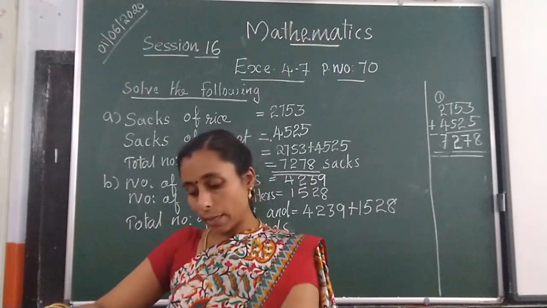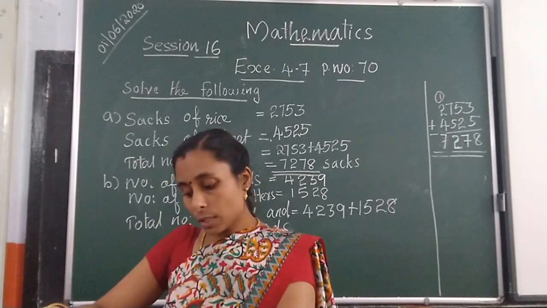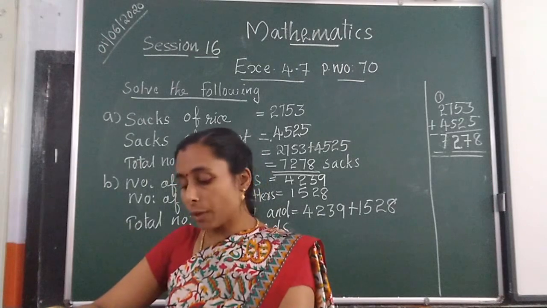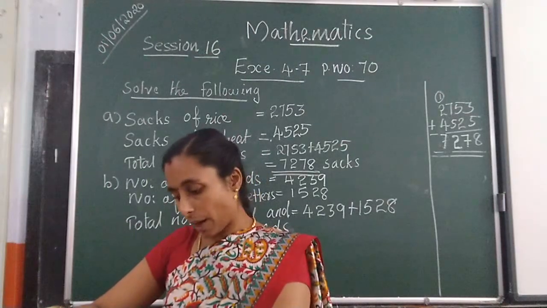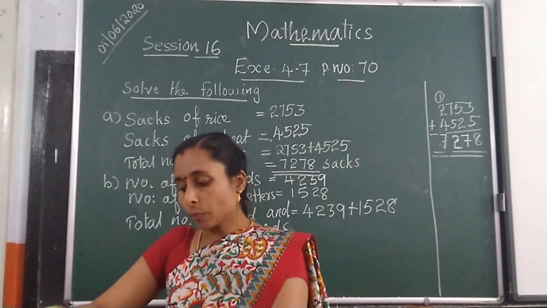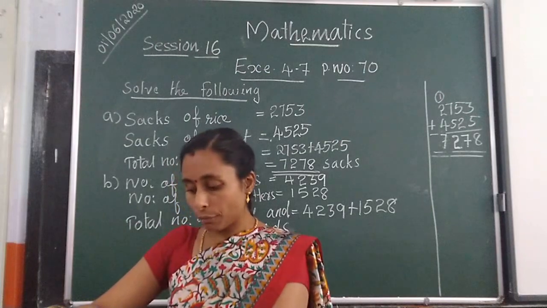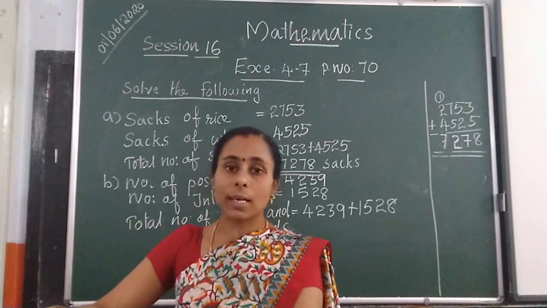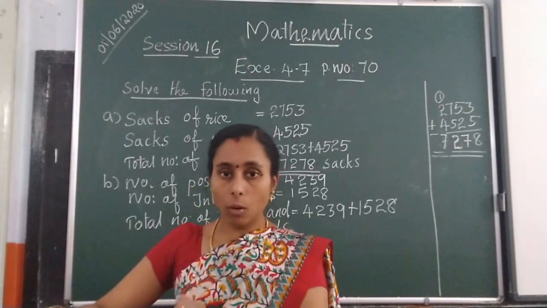I am going to read a question. First question, a godown has 2753 sacks of rice and 4525 sacks of wheat. How many sacks are there in all?